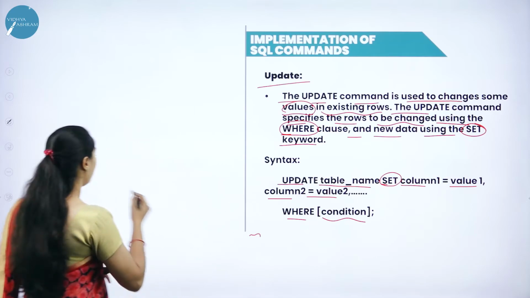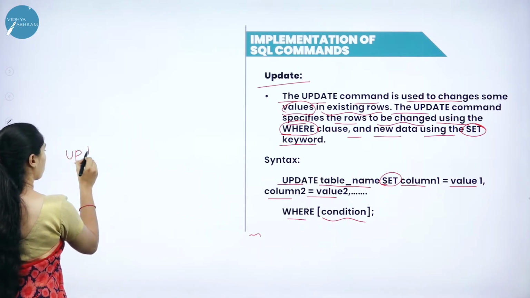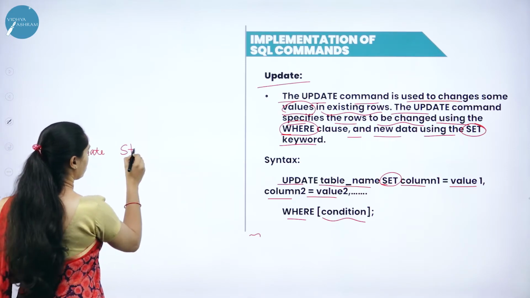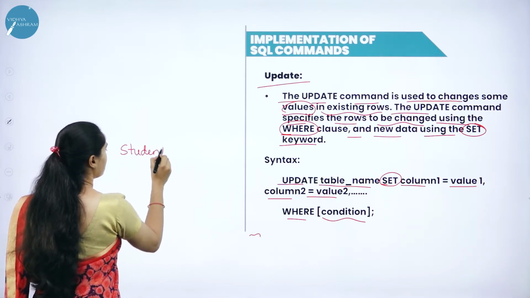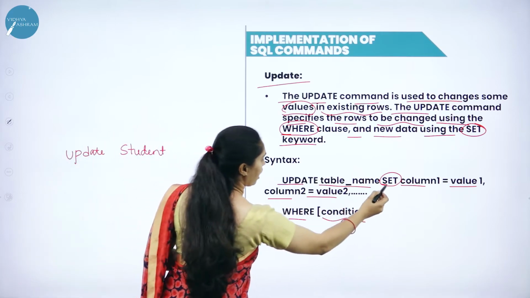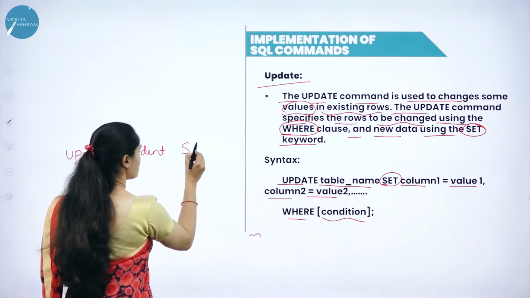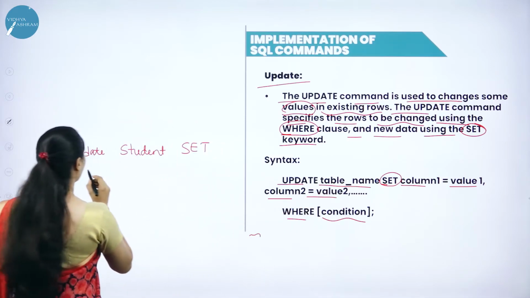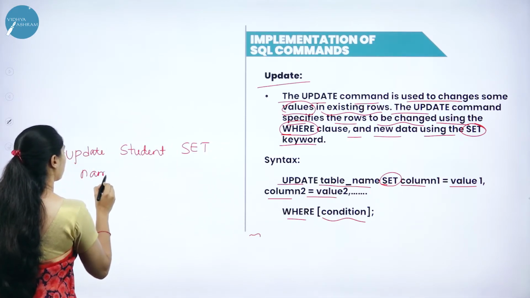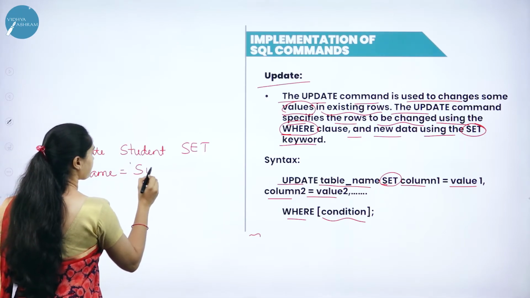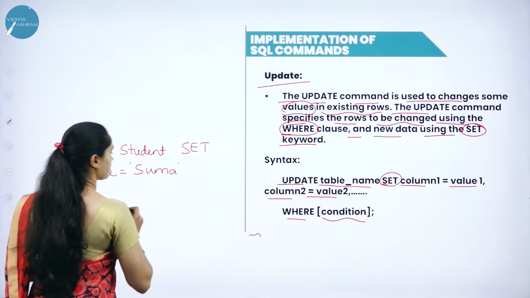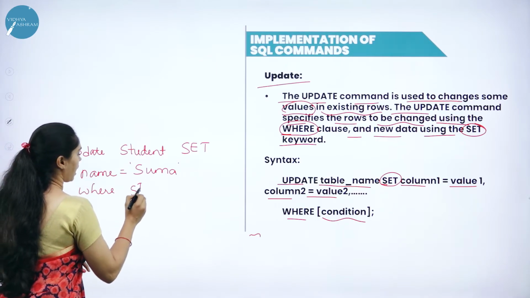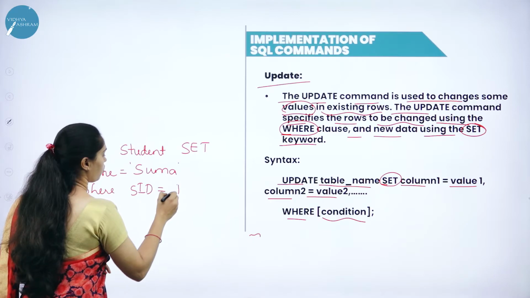We'll see one example. Use the keyword UPDATE and I will take the student table. Then what is the next one? We have to use a keyword called SET. UPDATE student SET, and then I'm going to use name is equal to Suma, then WHERE student ID is equal to 1.